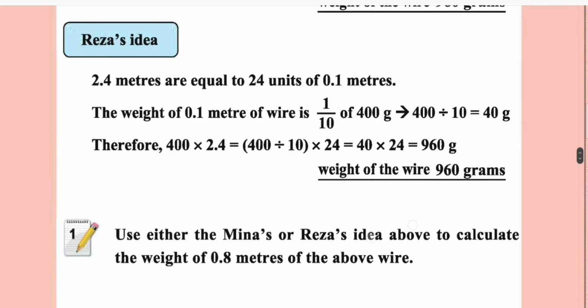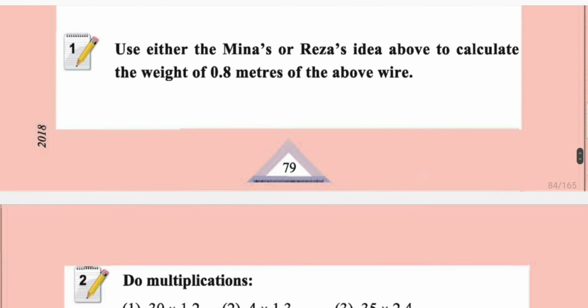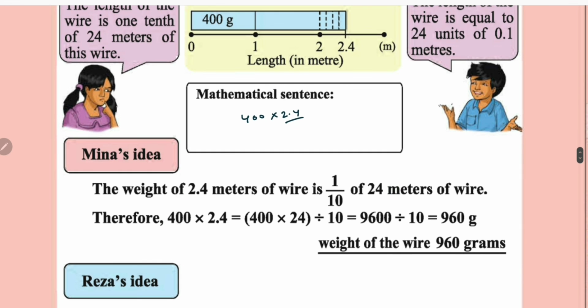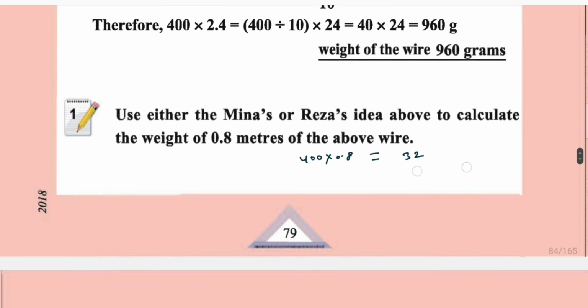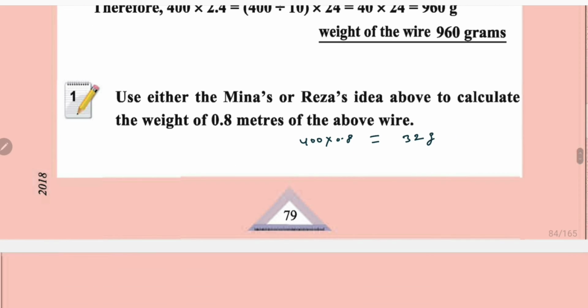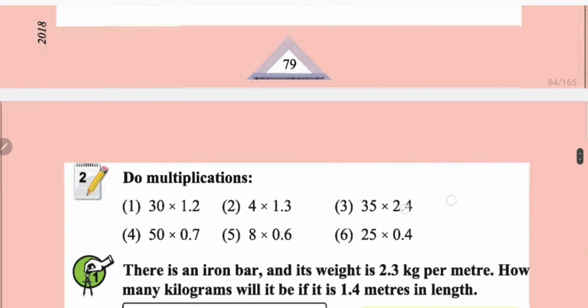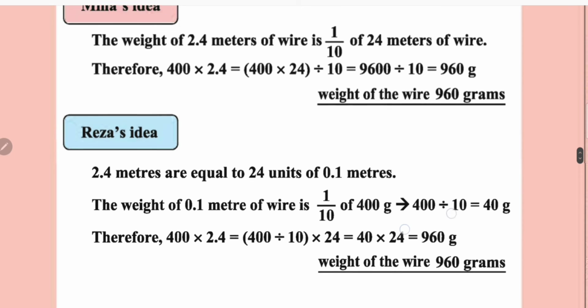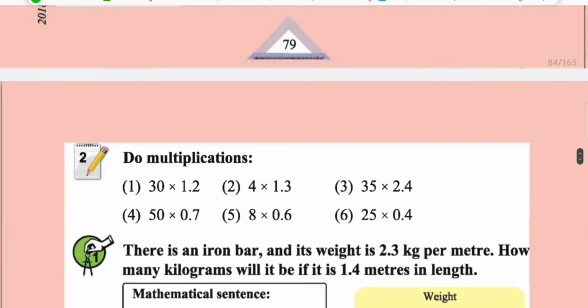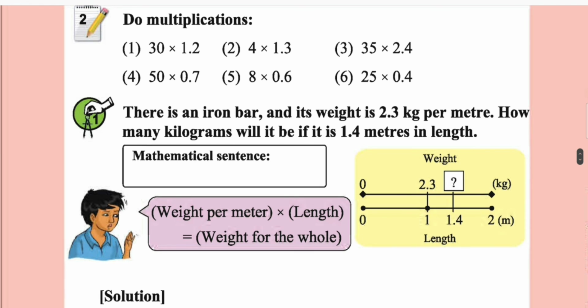So use any idea to get 0.8 meters. Oh, like that. I don't use any idea to get 0.8. I use my own idea to get this answer. What is the answer? 32. 32, what is the unit? Meters. Meters? No, grams. Okay, is it 32? No, 320. Do multiplication. Do the last one. 25 4 is 100, so this is 10. This is 36.